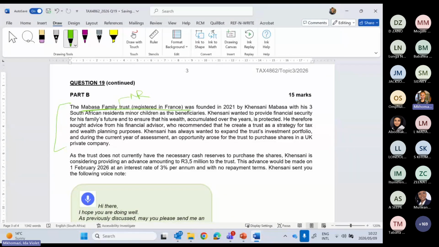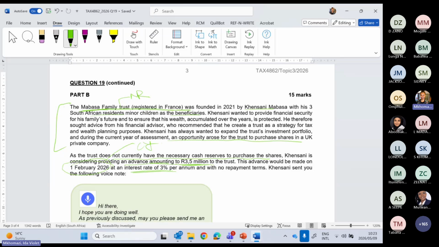right? We have the Mabasa Family Trust, which is a foreign trust, which was founded by Kensani with his 3 South African resident minor children that are the beneficiaries. Then an opportunity arose for the trust to buy shares in a UK private company. However, the trust did not have the necessary cash reserves to purchase the shares. And then Kensani considered providing a loan advance of 3.5 million. This advance was made on the 1st of February, which is in the current year, at an interest rate of 3%.